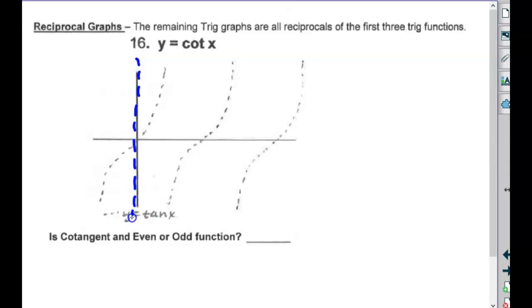You good? Where the other one was undefined, anybody know? Tangent was undefined at its first pi over 2, but what is that going to do when we have reciprocal? How did we get undefined? Because the slope was zero.